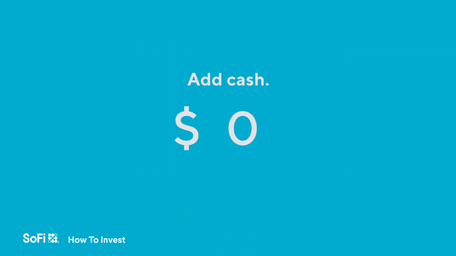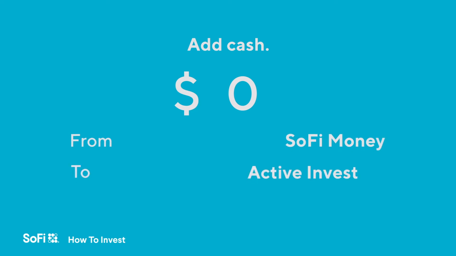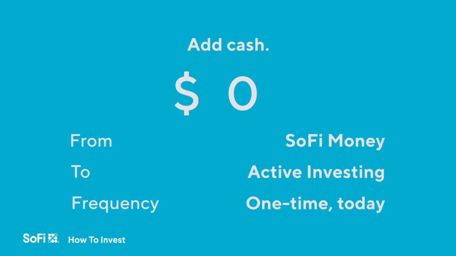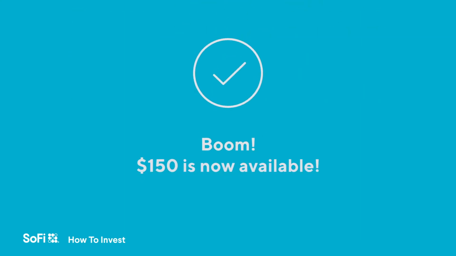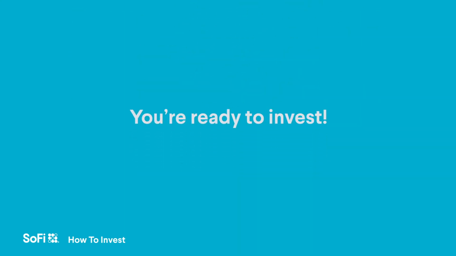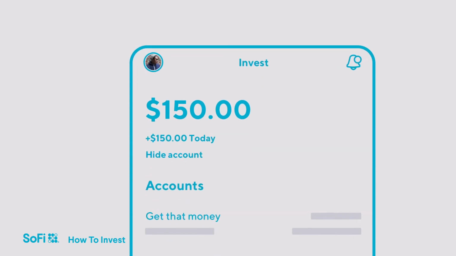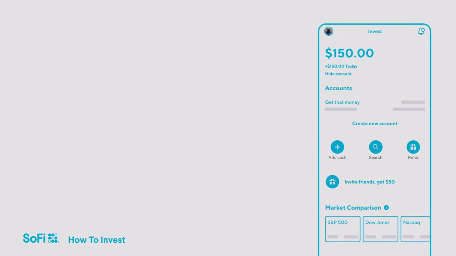Once that's done, you're ready to add money. You can use your SoFi Money account or another bank. Once connected, choose how much you'd like to deposit. You'll notice that your Invest tab has changed to show your account balance at the top.